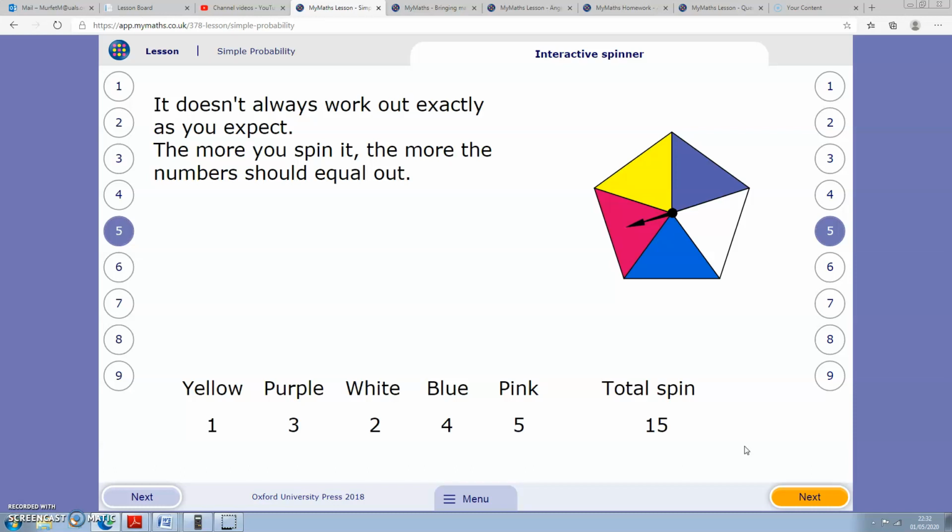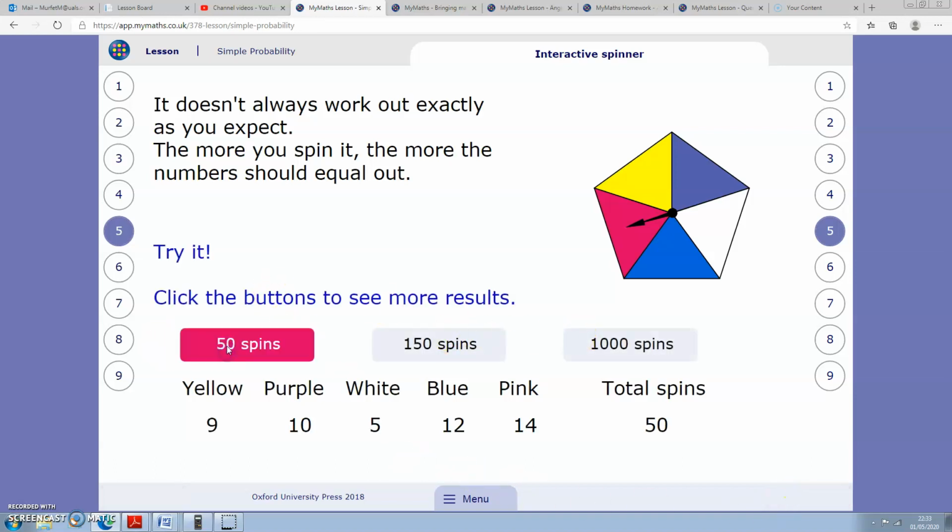It doesn't always work out exactly as you would expect, as it says there. The more you spin it, the more numbers should equal out. So if we spun that 1,500 times, we should come closer to the number that we would expect. It won't always work out, but the more times we spin it, or more times we flip a coin, the more reliable our results will be.